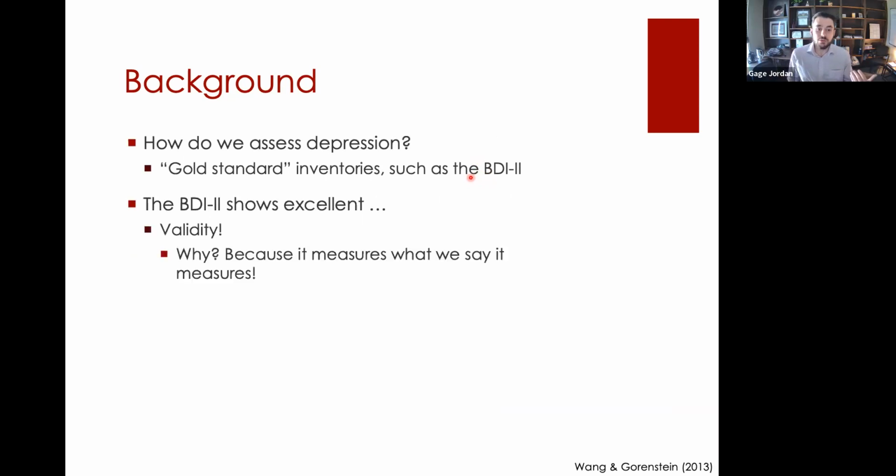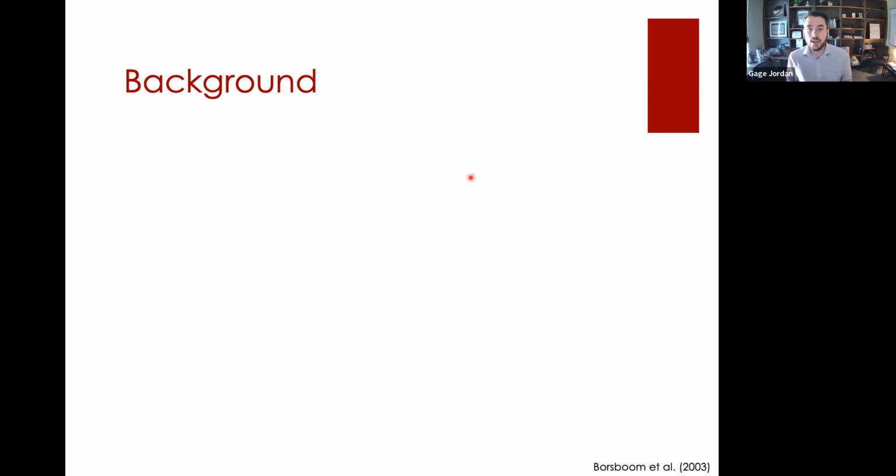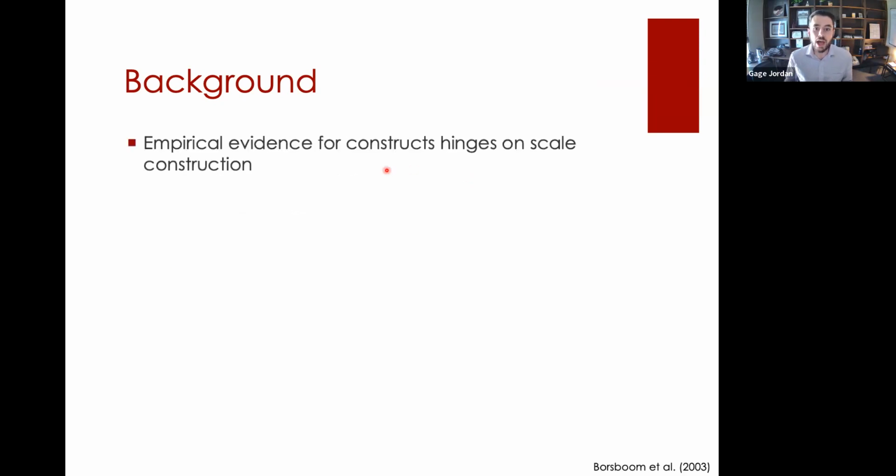And the BDI shows excellent validity because it measures what we say it measures: depression, so it should be measuring depression. And it shows reliability because the items go together in tandem. People who experience sad mood likely experience loss of interest, likely experience fatigue, and so forth. And a lot of empirical evidence for constructs depends on how we make up these scales, right?